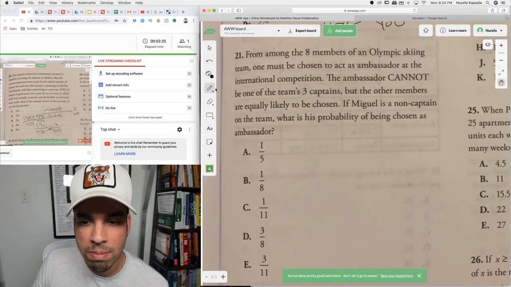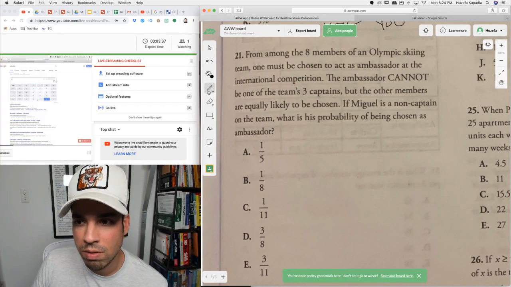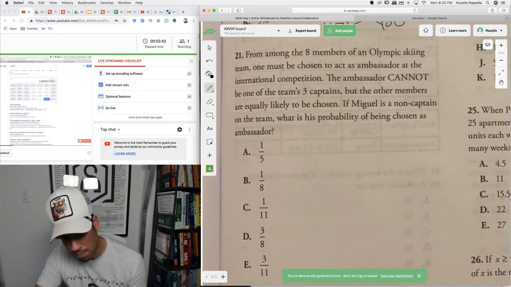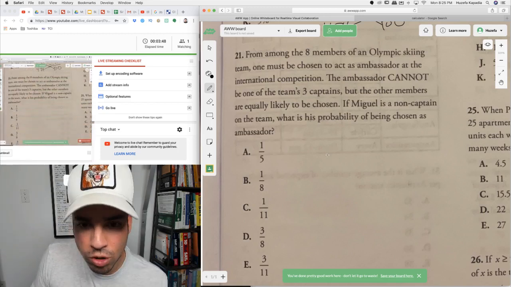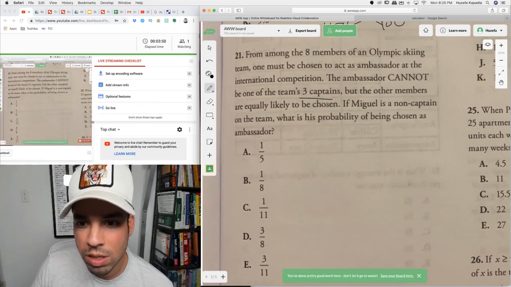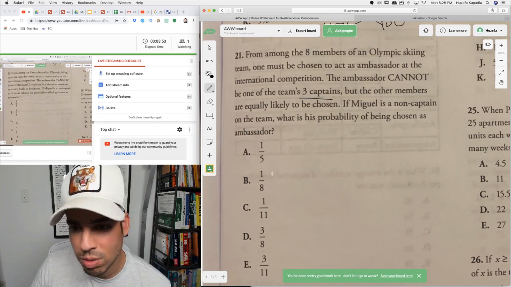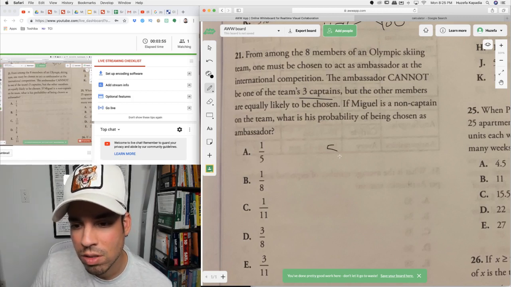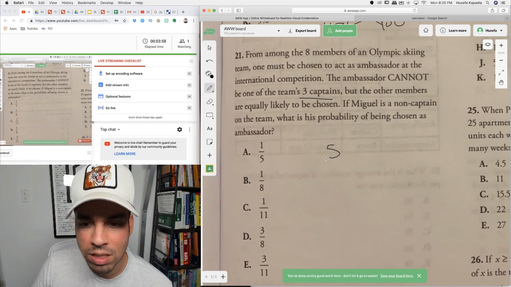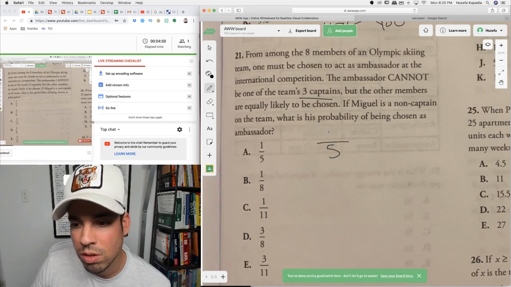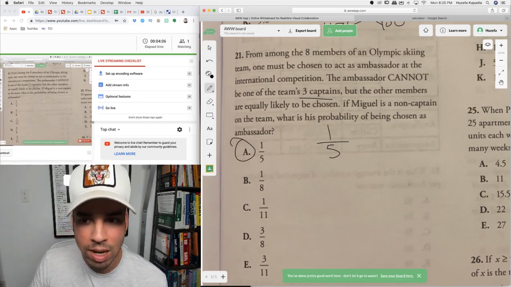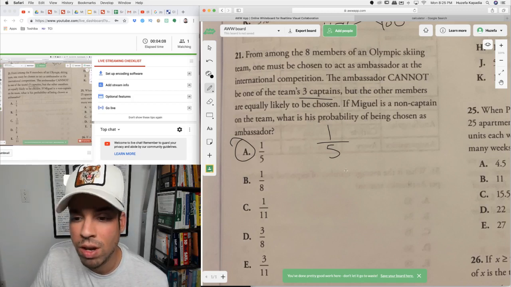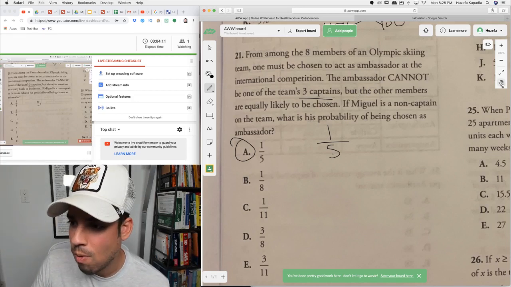21. From among the 8 members of an Olympic skiing team, one must be chosen to act as an ambassador. The ambassador cannot be one of the 3 captains, but the other members are equally likely to be chosen. So there are basically 5 members that can be chosen. If Miguel is a non-captain on the team, what is his probability of being chosen? Well, 1 out of 5, because there are 5 people to choose from. There are 8 members and 3 captains. We can only choose 1 of the 5, and he's one of those 5. So he has 1 chance out of 5.